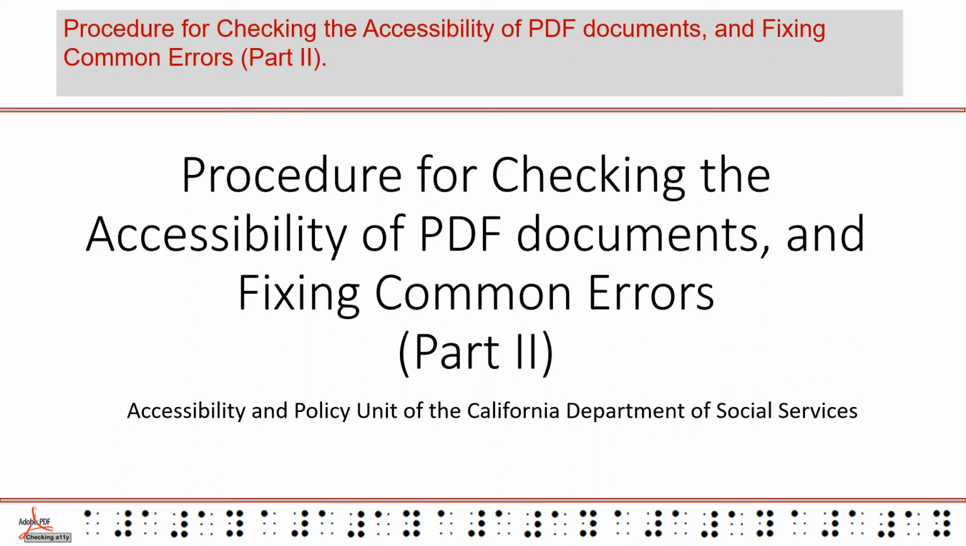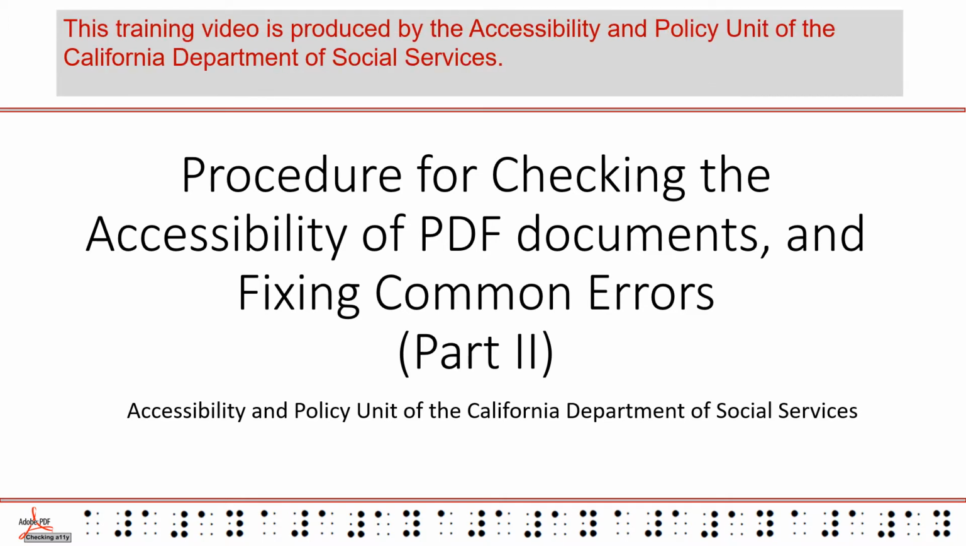Procedure for checking the accessibility of PDF documents and fixing common errors, Part 2. This training video is produced by the Accessibility and Policy Unit of the California Department of Social Services.